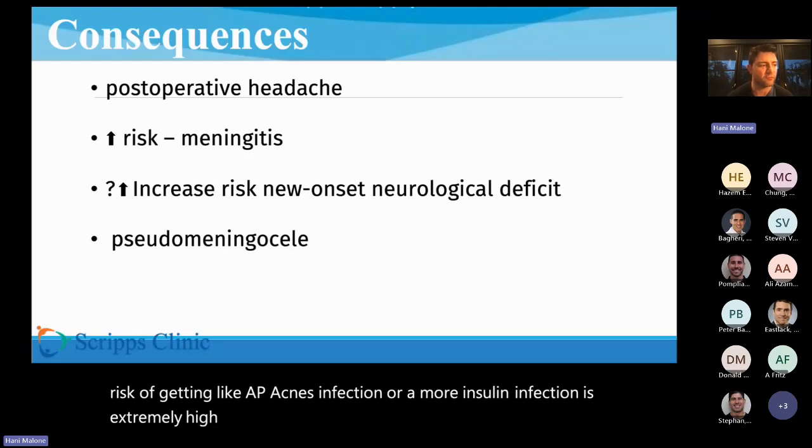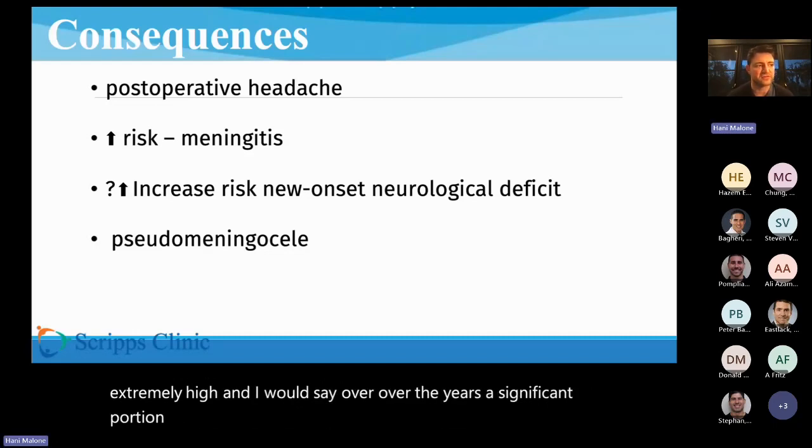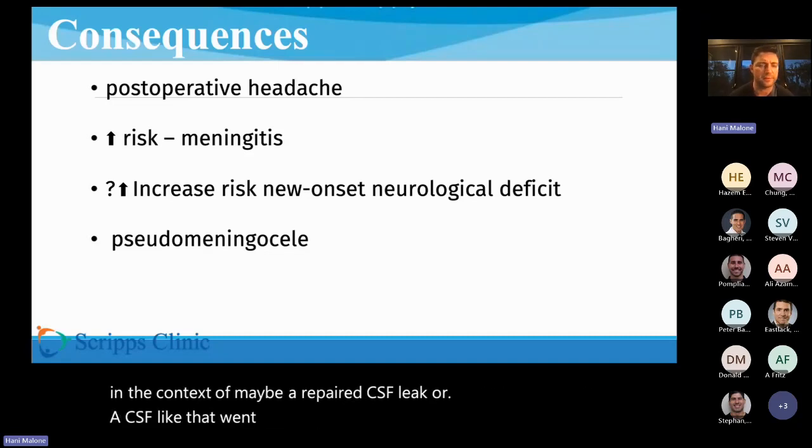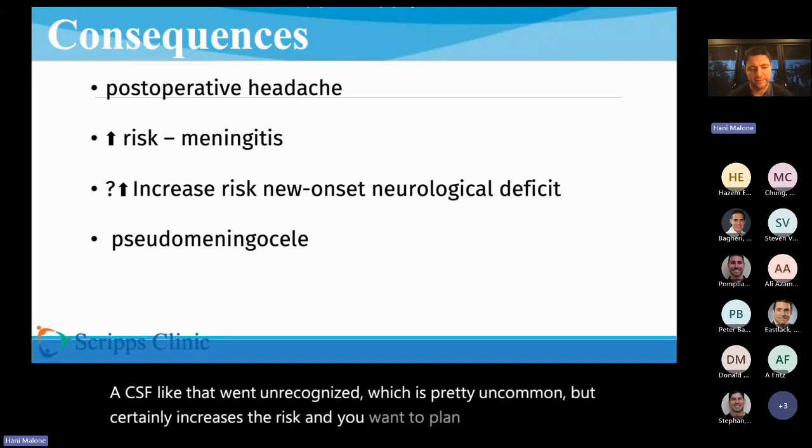I would say over the years, a significant portion of the postoperative infections I've had have actually been in the context of a repaired CSF leak or a CSF leak that went unrecognized, which is pretty uncommon, but certainly increases the risk, and you want to plan for that.